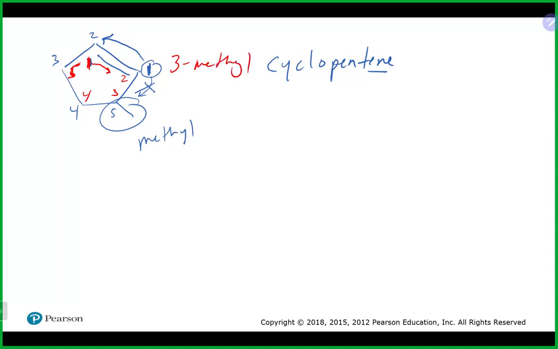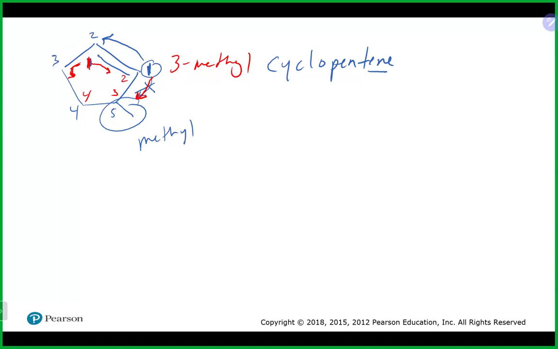cyclopentene. So although it may be tempting just to go, can I just leapfrog right there? Those IUPAC people say, no, you cannot do that. You've got to go through the double bond. So you could thank them for that. But you do have to go through the double bond. So if you do have groups attached, you do have to give the number. The number is based off of basically where the double bond is located in the ring. And you've got to start at the double bond.